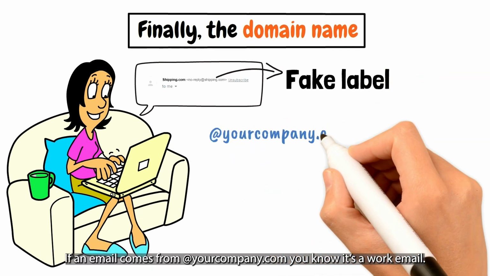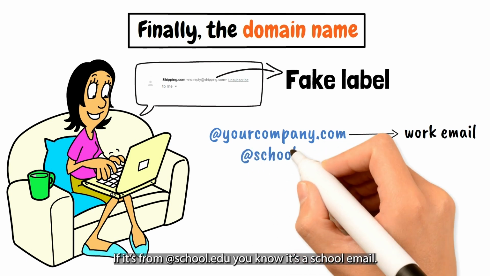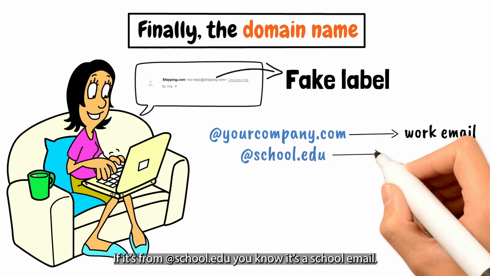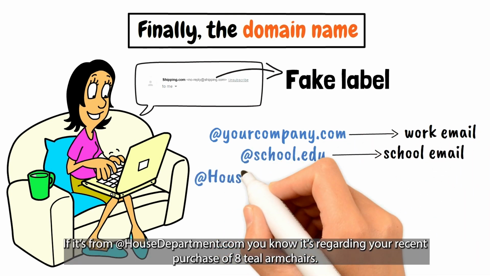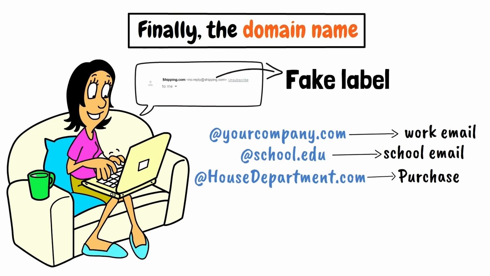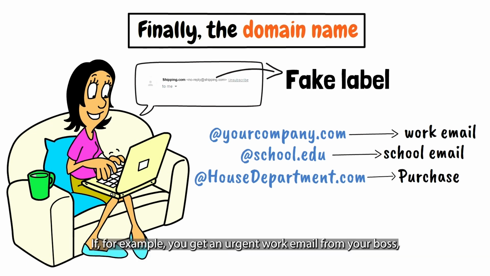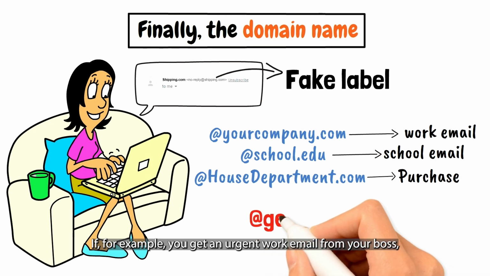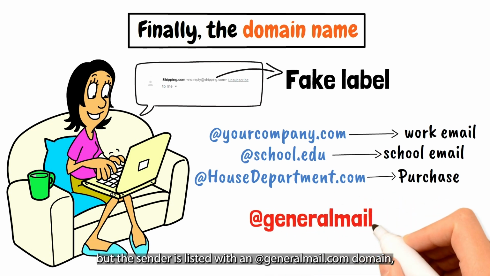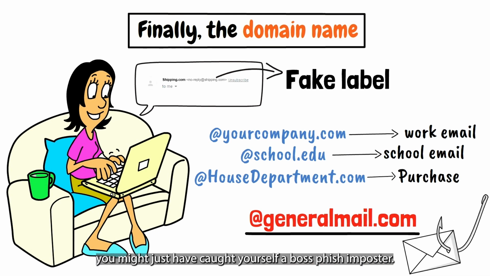If an email comes from @yourcompany.com, you know it's a work email. If it's from @school.edu, you know it's a school email. If it's from @housedepartment.com, you know it's regarding your recent purchase of 8 teal armchairs. It's important that the domain name makes sense for the topic of the email. If, for example, you get an urgent work email from your boss, but the sender is listed with an @generalmail.com domain, you might just have caught yourself a boss phish imposter.